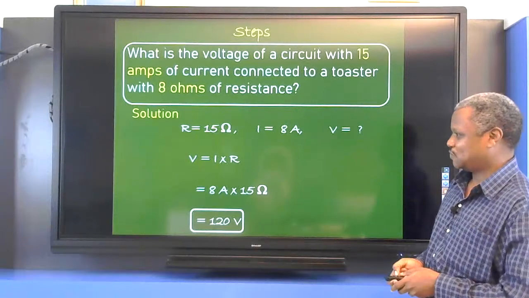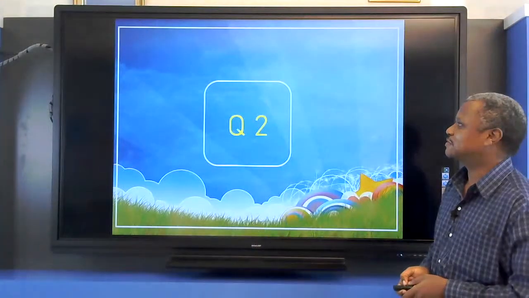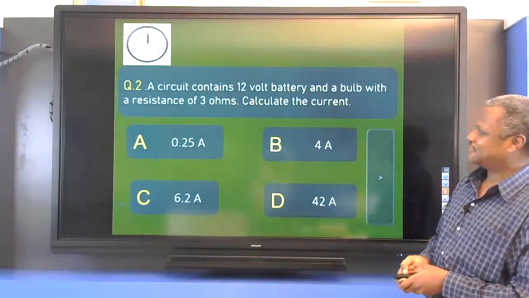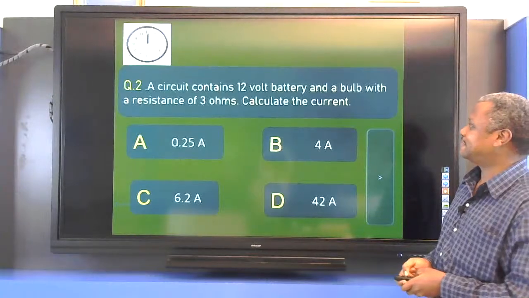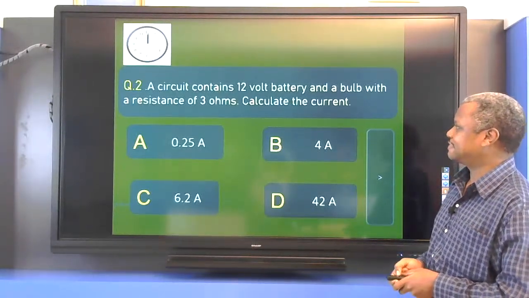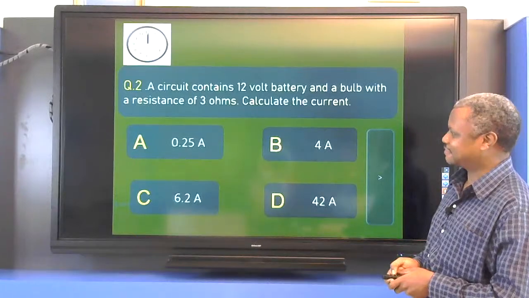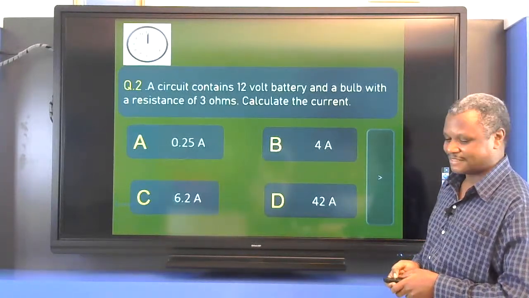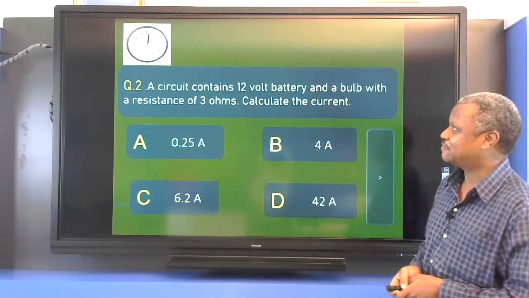Question number 2. A circuit contains 12 volts battery and a bulb with a resistance of 3 ohms. Calculate the current that is flowing through it. The timer begins now. 1 minute.